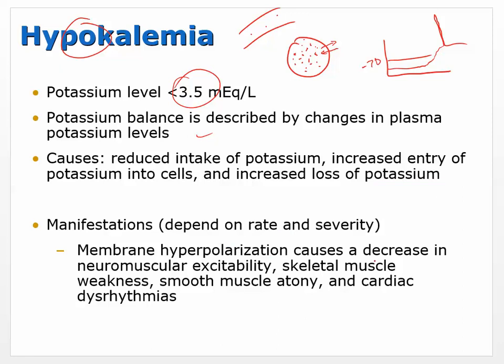Membrane hyperpolarization, I know depolarization, hyperpolarization means it's way too polarized, it's way lower. Causes a decrease in neuromuscular excitability, skeletal muscle weakness, smooth muscle atony, which means you don't have good muscle tone in your smooth muscle, and cardiac dysrhythmia. So there we go again. So hyperkalemia, hypokalemia, both of these.